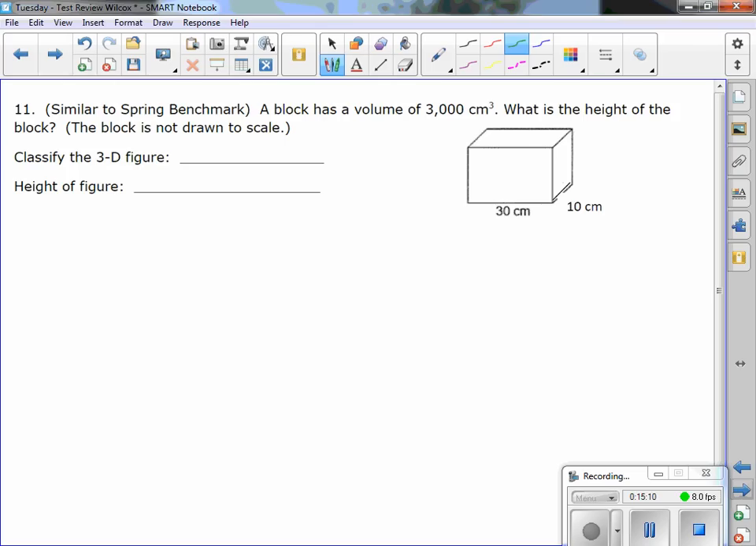A block has a volume of 3,000 centimeters cubed. What is the height of the block? The block is not drawn to scale. So classify the 3D figure. Obviously, it's going to be a rectangular prism. It's not a cube because not all of its dimensions are the same. So this would be a rectangular prism.